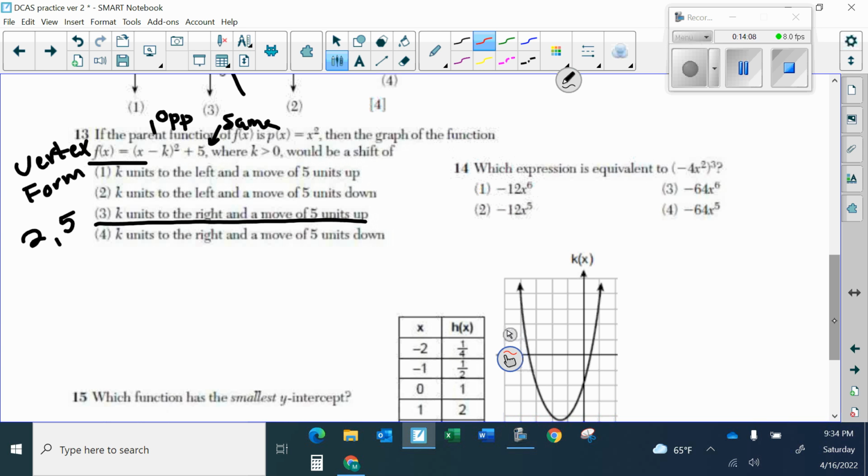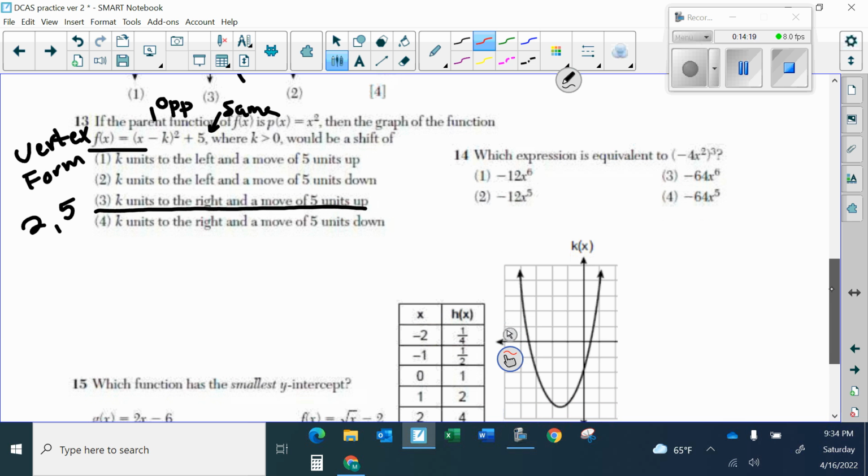If you watched the video on your practice test, you saw a problem just like this, except it didn't have k, it had numbers in there and you put it in on your test. This is why I gave it to you, because I knew it was on here. Which expression is equivalent to this?